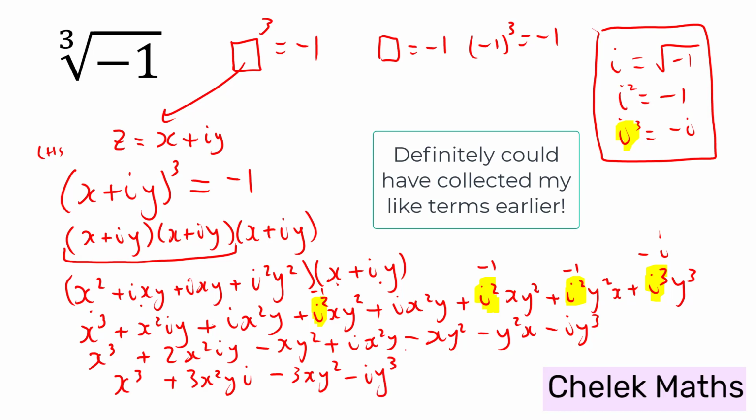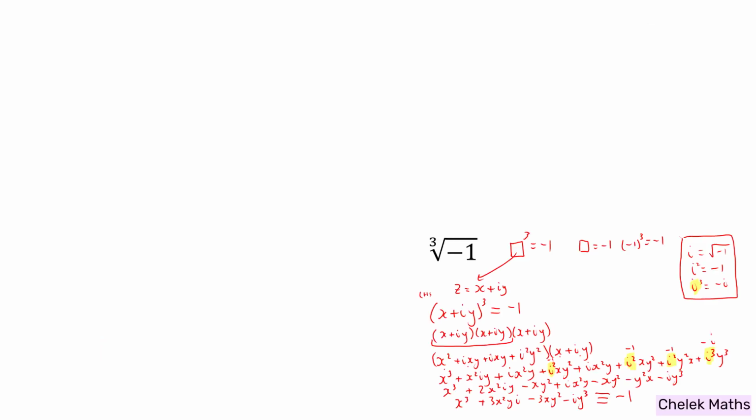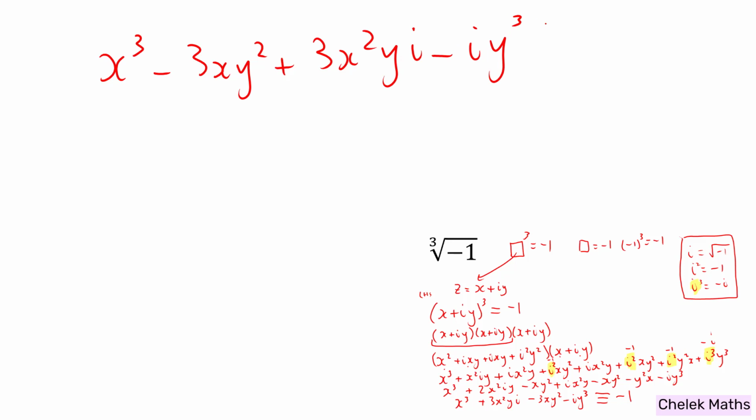And actually, once you've done this once, because this is general, you always end up cubing the same thing, x plus iy, you're going to get quicker at it. So we have this, and we know that all of this is equivalent to -1. That is what we are claiming, and we want to work out what x and y are. So we have that x cubed minus 3xy squared plus 3x squared yi minus iy cubed is equivalent to minus 1.